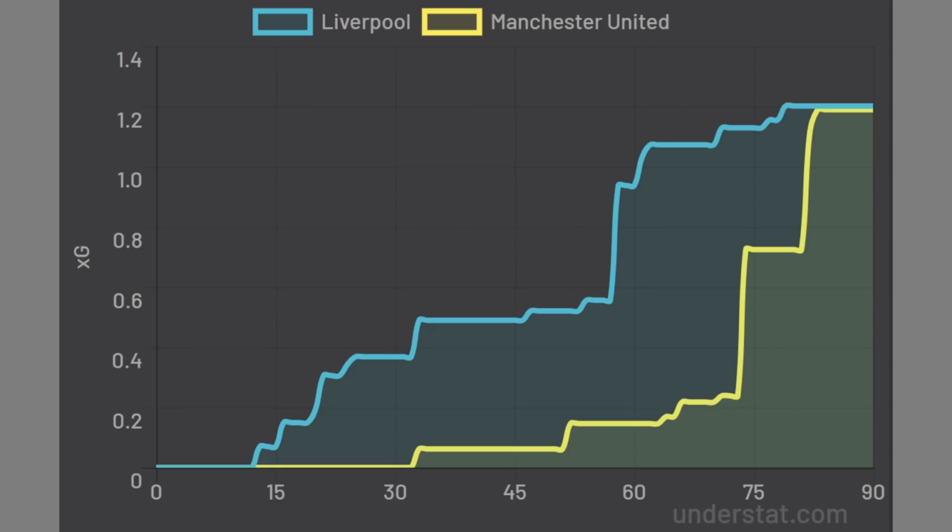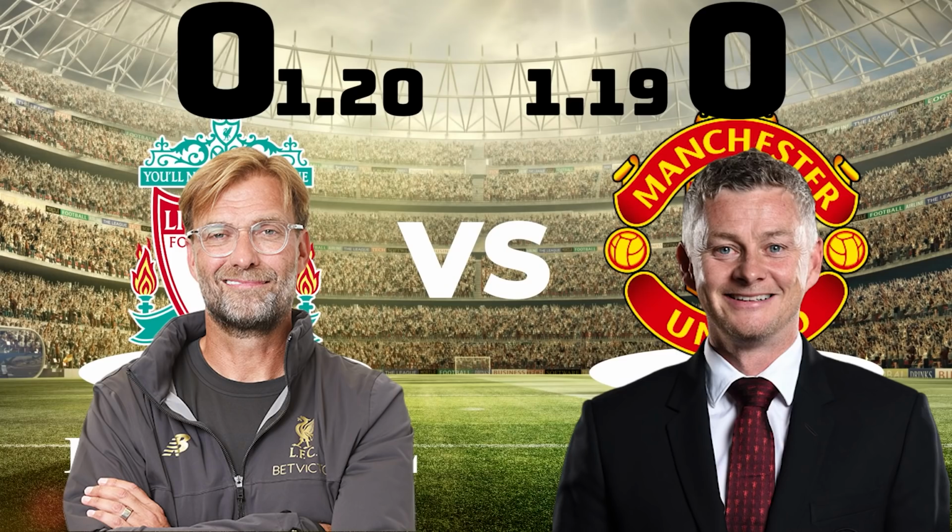The xG timeline suggested that Liverpool were dominant for most of the match, with United coming on strong in the final minutes. But what tactics did both managers use?